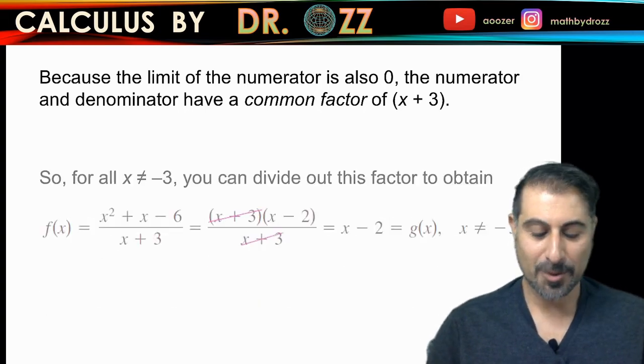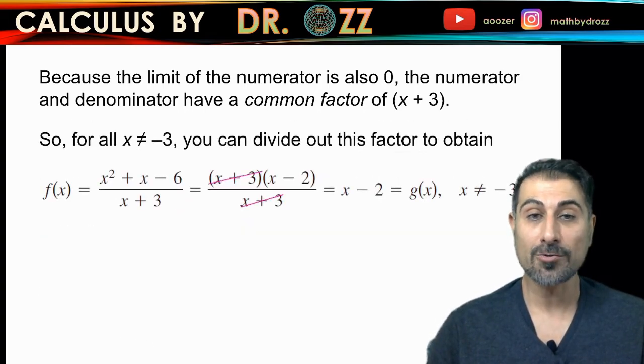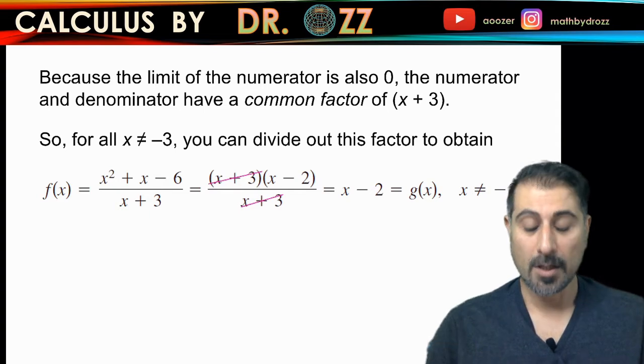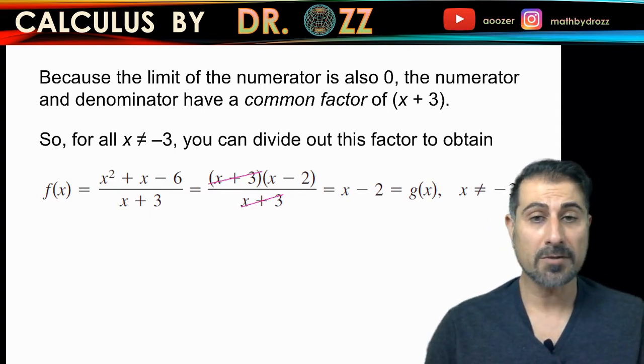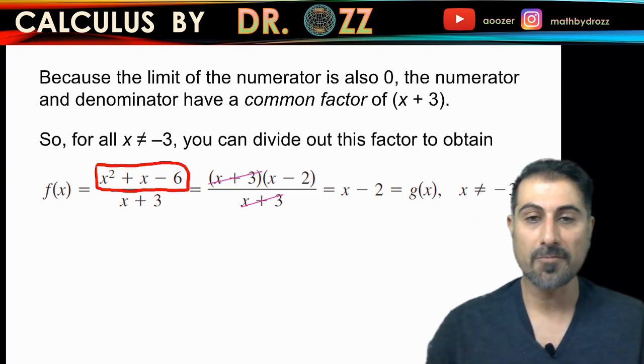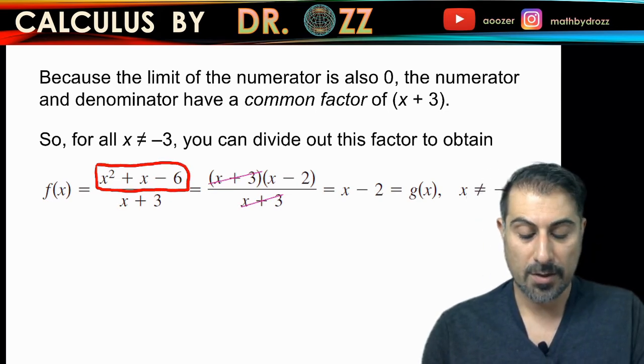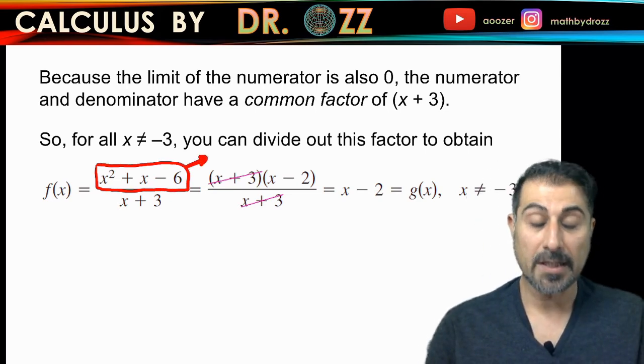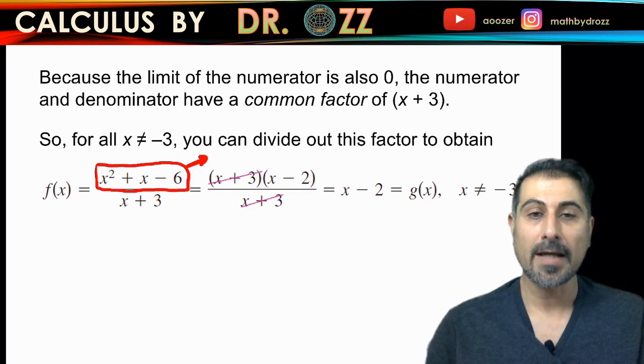So what we can do here is factor the top, which is a quadratic. We know how to factor that. If you don't, please refer back to the algebra formula card. This quadratic can be factored into x plus 3 and x minus 2.